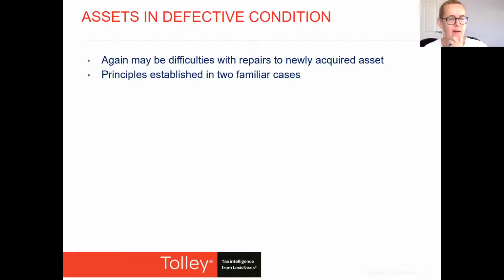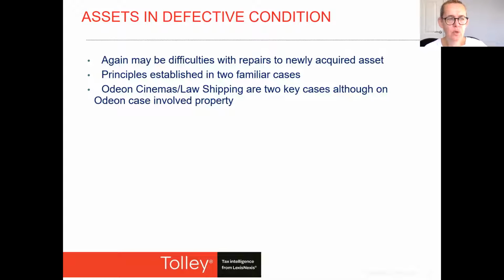And as Keith pointed out to me in his question, there are two very familiar cases: Odeon Cinemas and Law Shipping. Odeon is the only one that involved property, but they are key cases. So in the Law Shipping case, just to remind you, a company buys a ship, not really seaworthy. It should have gone into dry dock to be repaired, but they got dispensation from the Secretary of State to do one final voyage, and then they did repair work. Odeon Cinemas, Odeon was buying property during the Second World War, and it took a long time before they repaired that property because of a lack of availability of building materials.